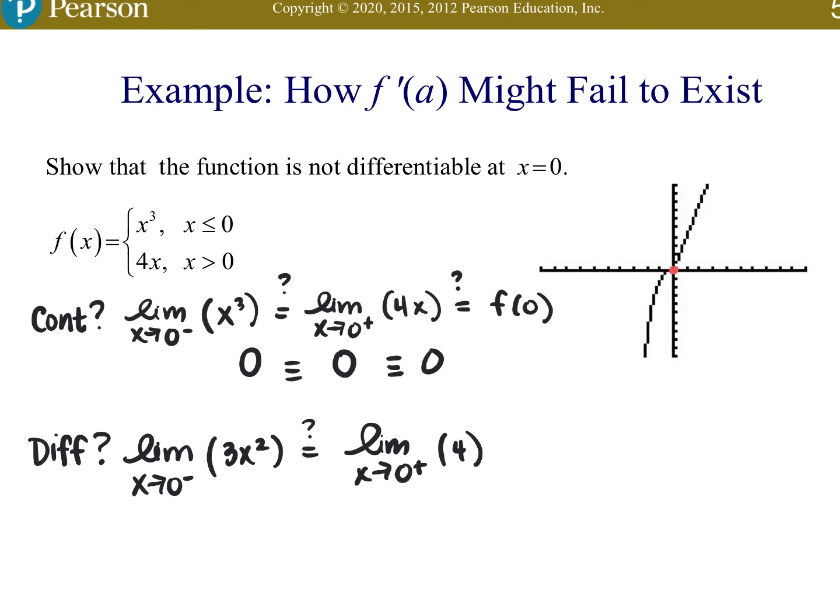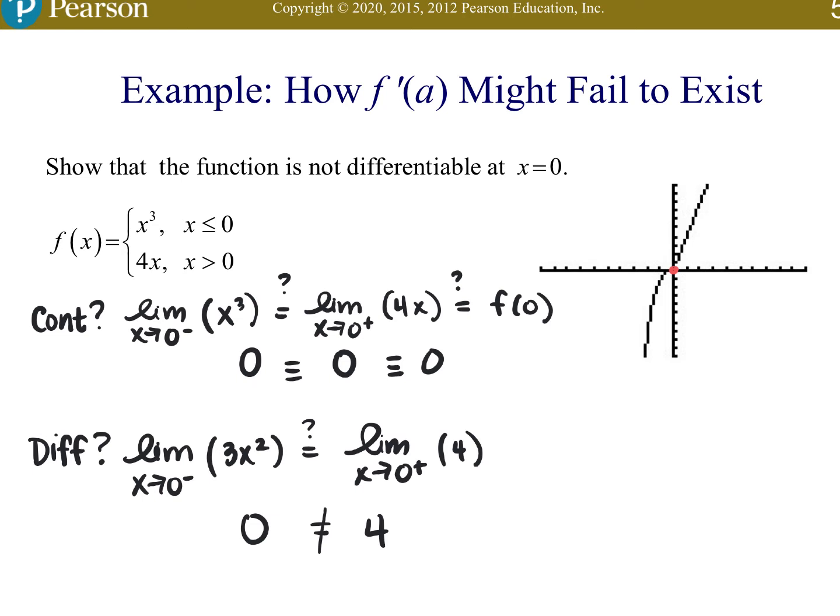And so then we check what the limit value as x approaches 0 of 3x squared is. What will that turn out to be? 0. And then on the other side, I have a constant value of 4, so that's equal to 4. 0 and 4 are not equal to each other. Therefore, I am continuous as a function, but I am not differentiable as a function.